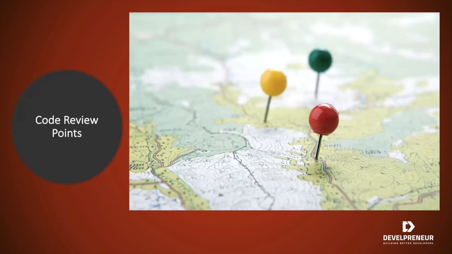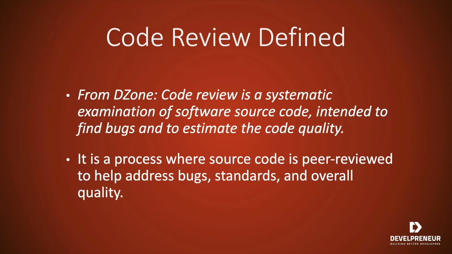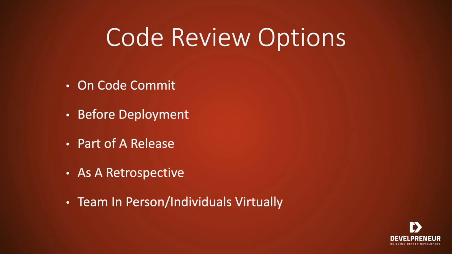So, code review points. If I want to do a code review, going back to the most basic, we're going to do a systematic examination of software source code. Basically, we're looking for bugs, trying to make sure that we're following standards and matching a certain quality. There are different places where it's an option to do a code review. You can do it on a commit. As soon as somebody commits code, you can have something that says, hey, it needs to be reviewed. We need to go through a code review process.